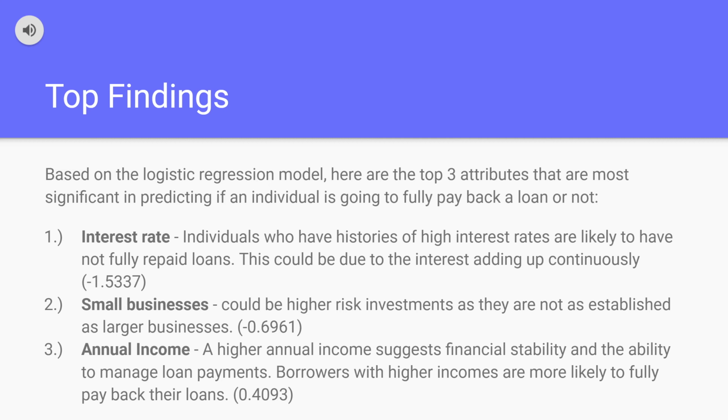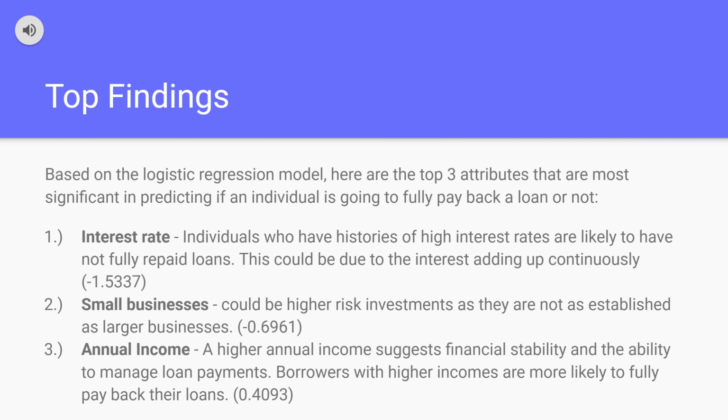Small business, again with a negative coefficient, indicates that if the purpose for a previous loan was for something involving a small business, this hurts the possibility of being classified as someone who will pay back a loan, and in turn increases the likelihood that they will be classified as someone who will not pay back that loan. This could be due to the fact that small businesses can be considered higher risk investments as they are not as established as larger businesses.